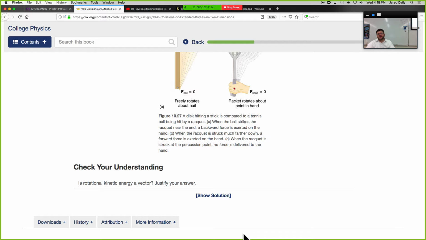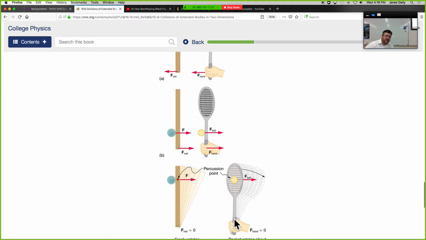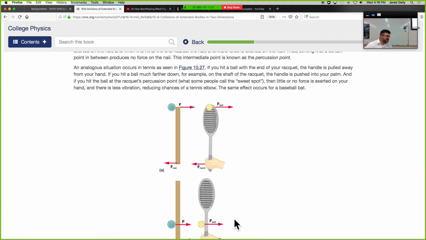So this is related to lots of things in sports. We have this idea of the sweet spot of a baseball bat or a tennis racket. How many of you have played tennis or baseball or softball before? You know what it's like when you hit that ball perfectly, right on the right spot of the bat? It just feels right, right?